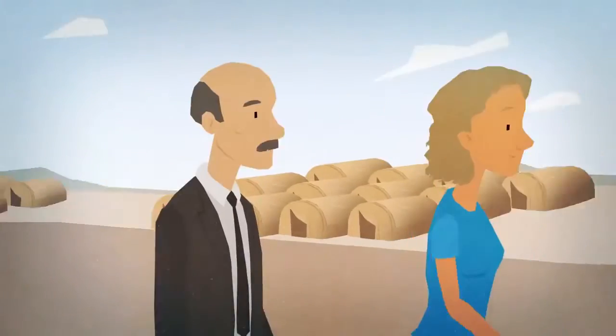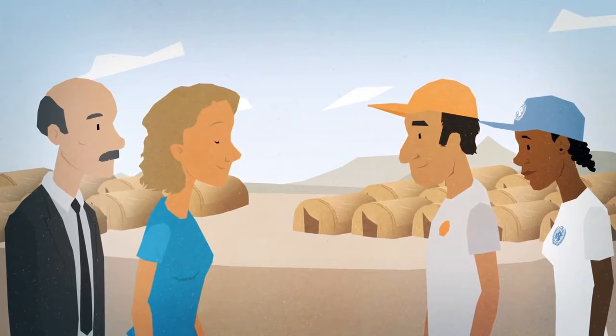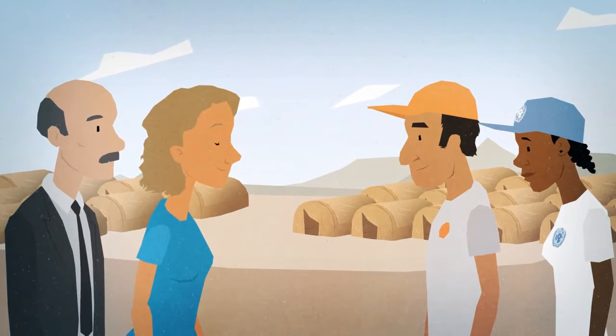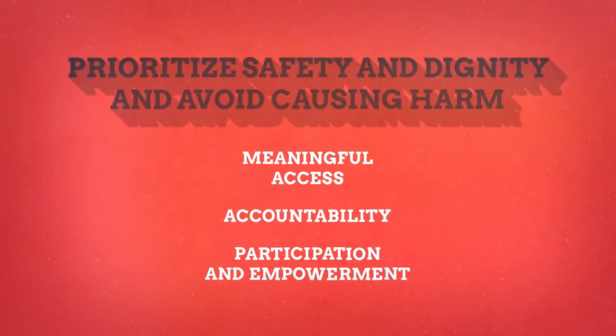All humanitarian actors have a responsibility to mainstream protection in their programs. The concept of protection mainstreaming is guided by 4 interconnected key elements. These are: 1. Prioritise safety and dignity and avoid causing harm.